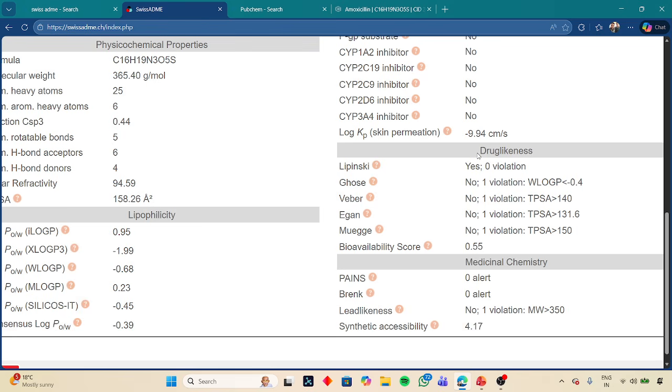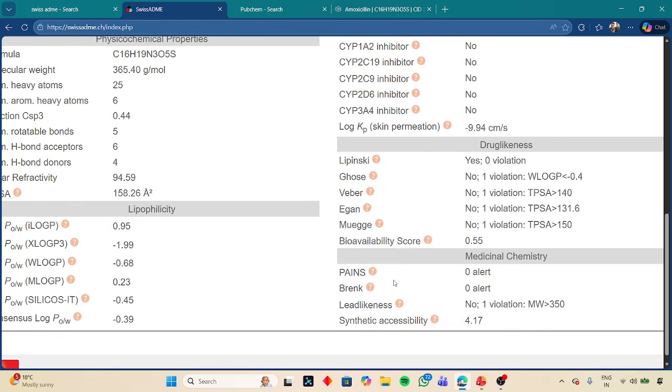Finally, the bioavailability score. Bioavailability is nothing but, if we take any drug molecule inside the body, how much of the drug from the entire dose is going to the systemic circulation.